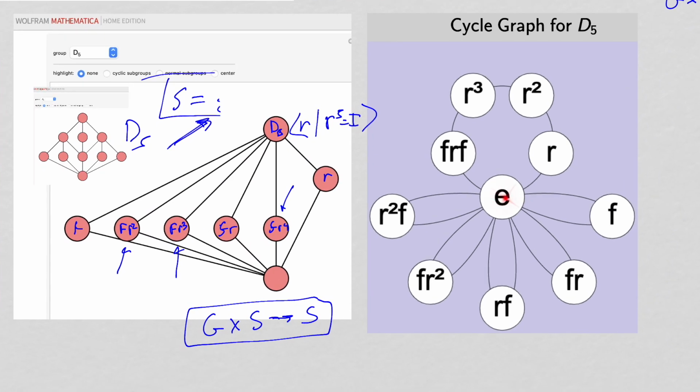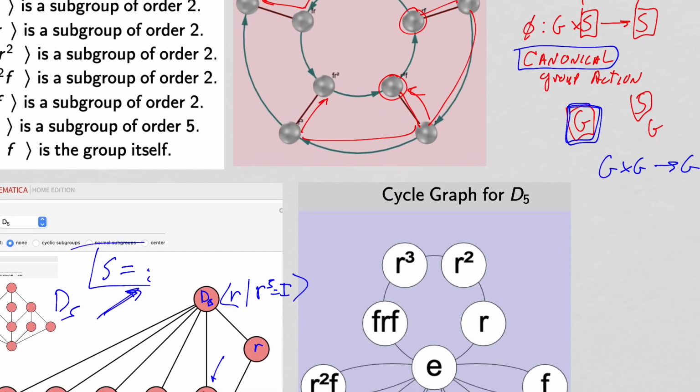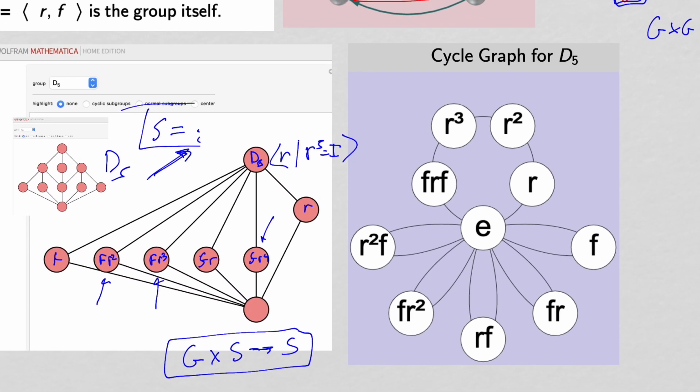You start at E, and it's very much like the Cayley diagram, except it's organized only by cycles, a cyclic subgroup. So you see you multiply by R, you multiply by R squared, you multiply by R cubed, and then you get to R to the fourth, which they're calling FRF, and then you get back to E. So here is a little picture that tells you, whoa, you've got a cyclic subgroup of order 5. And you can see because it's a little loop that begins and ends at the identity. And likewise, all of these guys are cyclic subgroups of order 2 that begin and end at the identity.